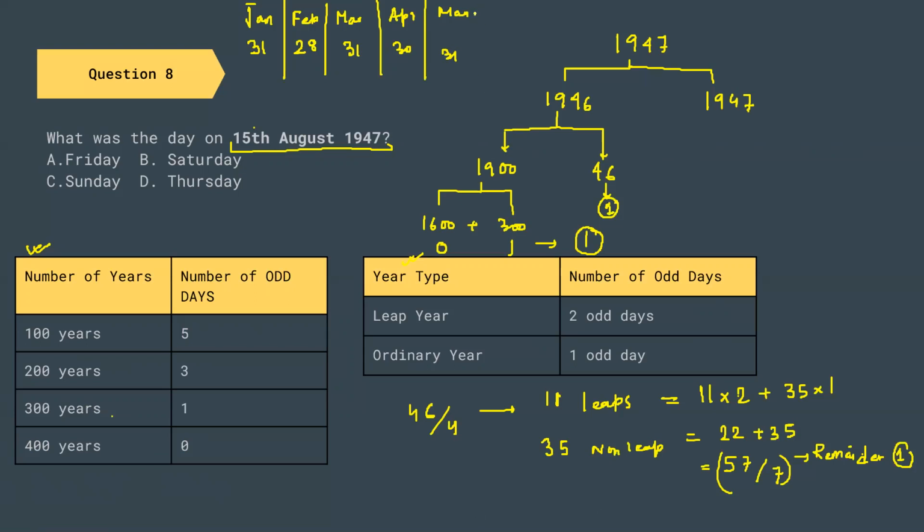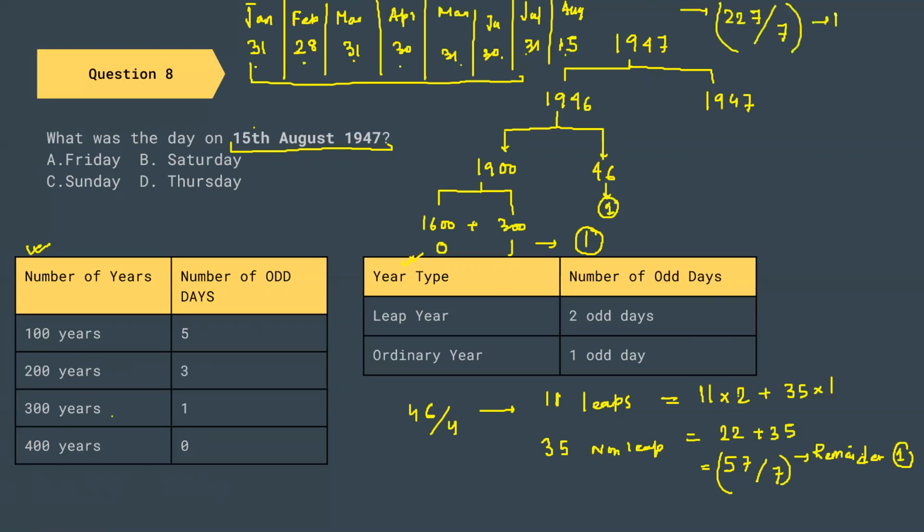And for June, we will have 30 days. For July, we will have 31 days. And for August 15, we will have 15 days. So 31, 28, 31, 30, 31, 30, 31, 15. If we add everything, we get 227. And 227 divided by 7 gives a remainder of 3. Fine. So this gives a remainder of 3.